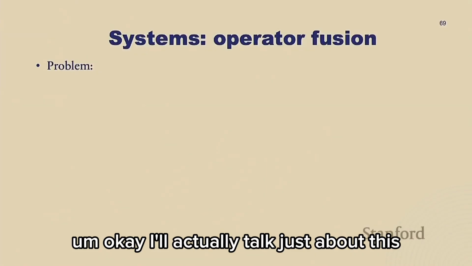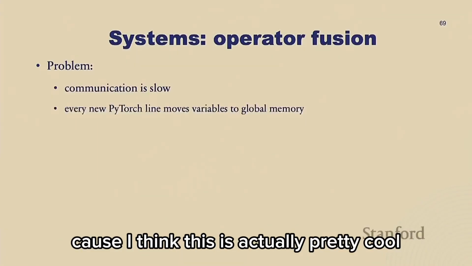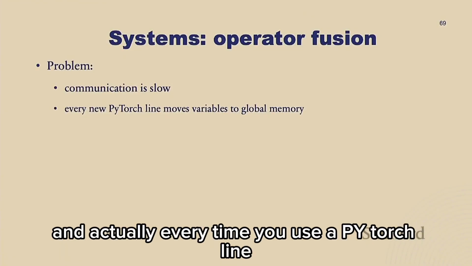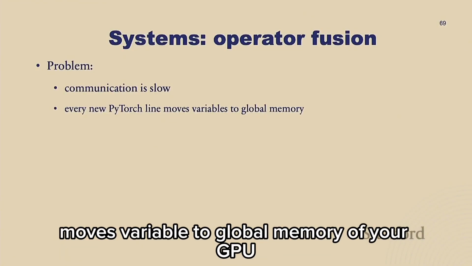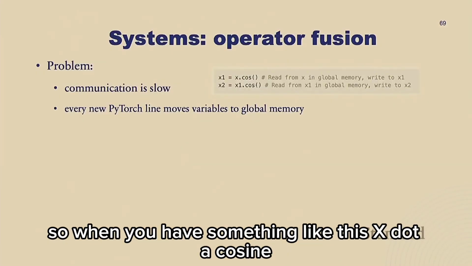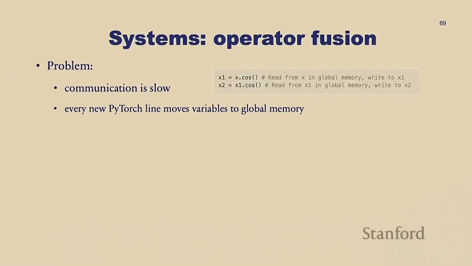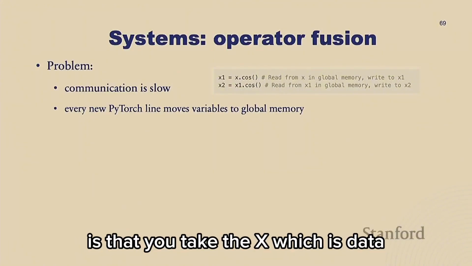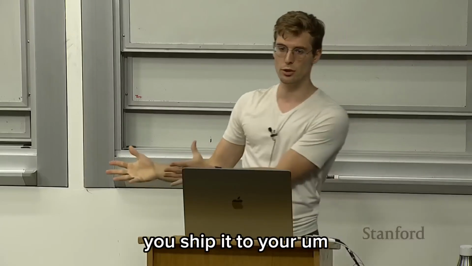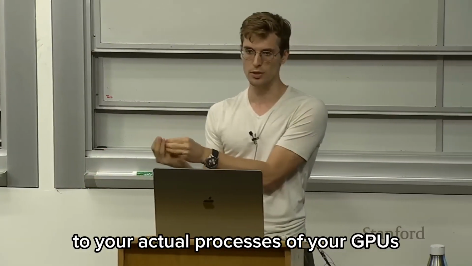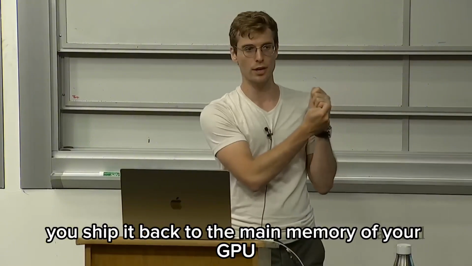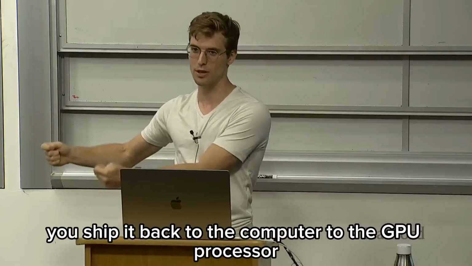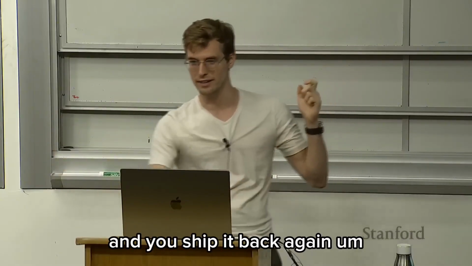Okay, I'll actually talk just about this and then I'll skip all the rest. Operator fusion, because I think this is actually pretty cool. As I just said, communication is very slow. And actually, every time you use a PyTorch line, it basically moves variables to the global memory of your GPU. So when you have something like x1 = x.cosine, and then you do x1.cosine, what is happening behind the scenes is that you take the x, which is data, you ship it to the actual processors of your GPU, you apply the cosine, you ship it back to the main memory of your GPU, and then you see the next line, you ship it back to the GPU processor, you apply another cosine, and you ship it back again.